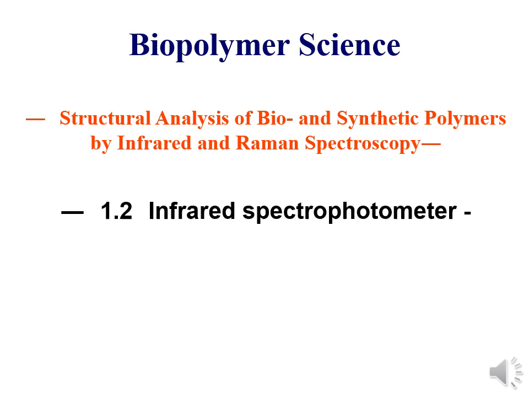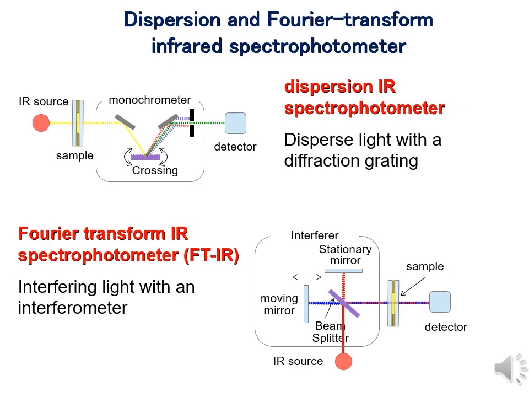Today, I would like to talk about the mechanism of an infrared spectrophotometer, a device that measures infrared absorption spectra. Infrared spectrophotometers can be roughly divided into dispersion type and Fourier transform type. In both spectrophotometers, the light from the light source is detected by the detector. It measures how much of the light emitted from the light source is absorbed by the sample.